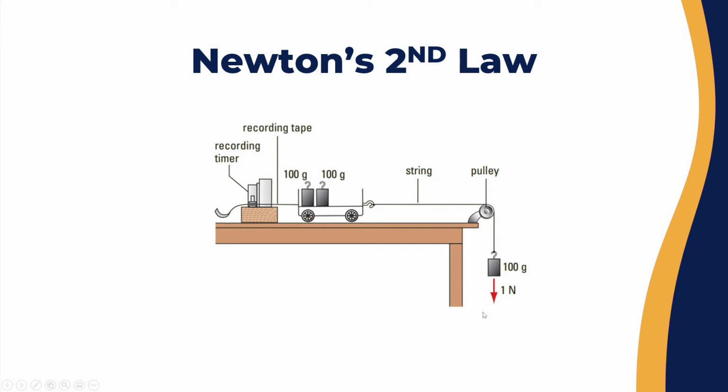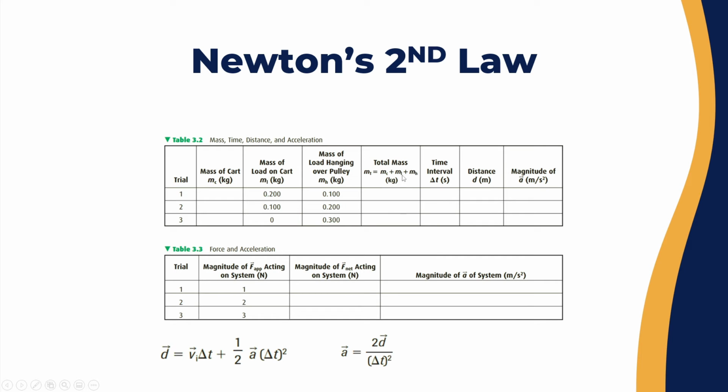Take this 100 gram and hang it here. So you'll have 200 grams hanging here and 100 grams here. And you create a table for that. Then you calculate the total mass, the distance, and the magnitude of acceleration as a result of those variables.